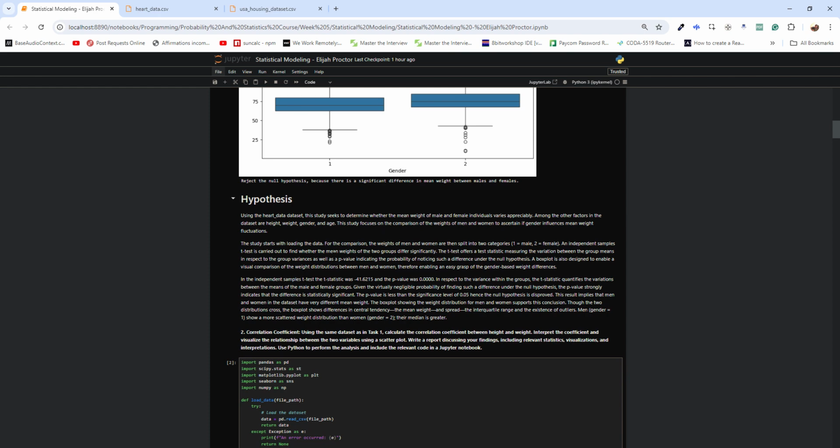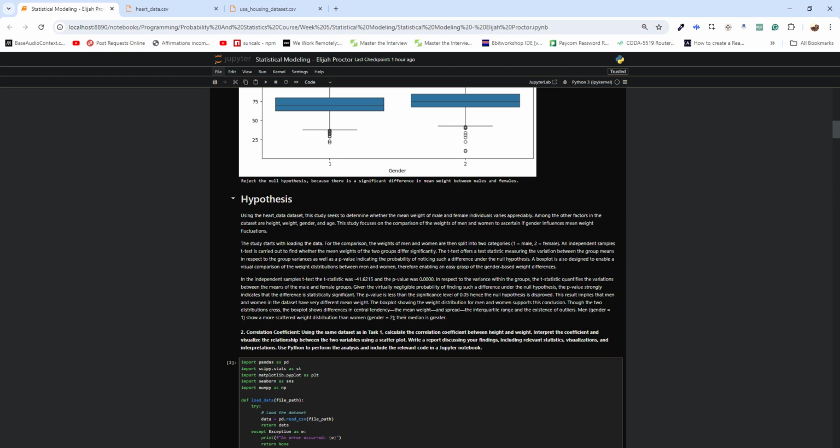Here we're examining whether there is a significant difference in the average weight between men and women using our heart data set. We're focusing on comparing the weights of males and females to see if gender influences weight. The data is analyzed and we separate the weights into 2 groups based on gender. We use an independent samples t-test, which is used to determine if there is a significant difference between the mean weights of the 2 groups.